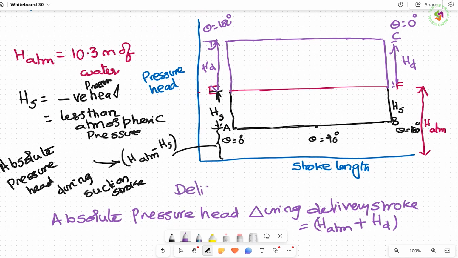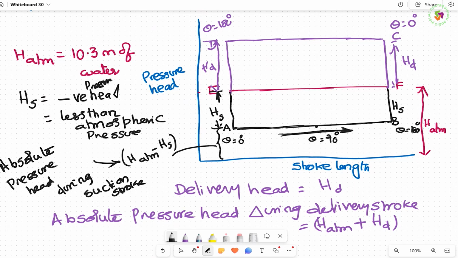Delivery pressure head is positive, it is HD. So total pressure head is equal to HS plus HD. Now, first thing is during the suction stroke from theta equals 0 to 180, the piston is moving in this direction. This is how the piston moves. The piston moves backwards and the water is being sucked.